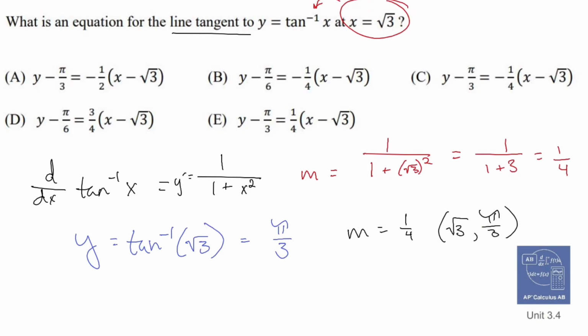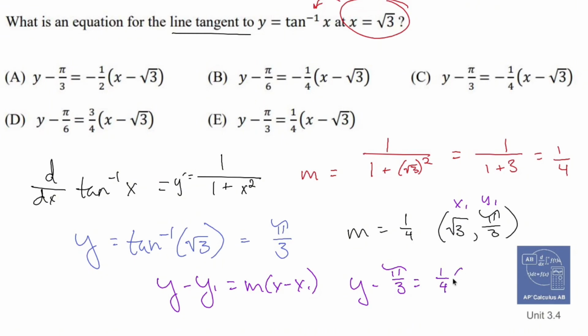So using point slope form, y minus y sub 1 equals m times the quantity x minus x sub 1. I can label x sub 1, y sub 1. And that gets me y minus pi over 3 equals 1/4 times the quantity x minus the square root of 3. So y minus pi over 3 equals 1/4 times x minus the square root of 3, my guy is E.